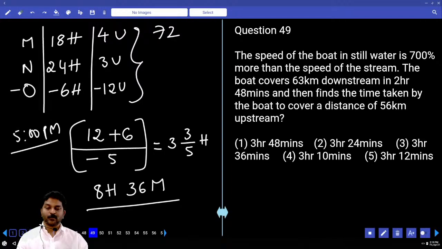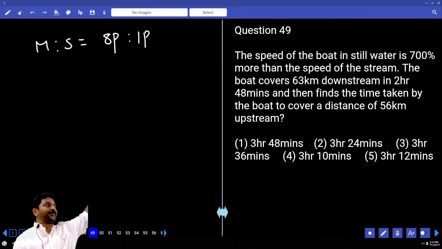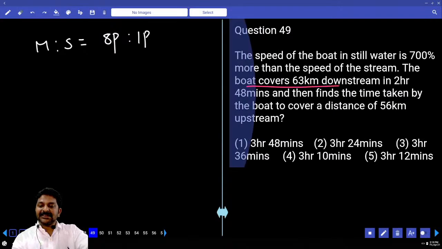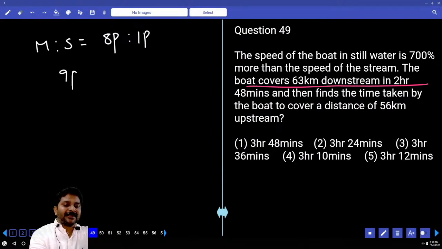The speed of the boat in still water is 700% more than the speed of the stream. 700% more in the sense it will be 800%. So man speed to stream speed ratio is 8:1. I can say 8 parts and then 1 part. If stream speed was 100%, man speed becomes 800%. Ratio 8:1. A boat covers 63 kilometers downstream in 2 hours 48 minutes. So downstream speed in the sense 9 parts only.